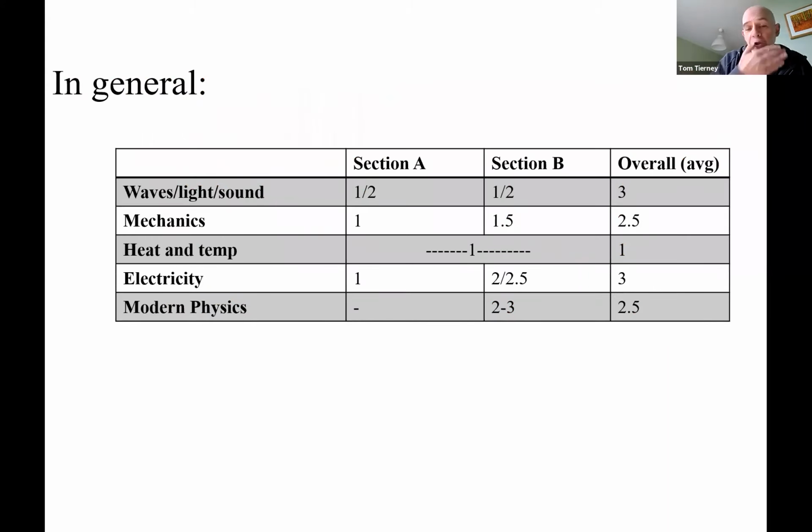The weighting, we don't know. It varies year to year anyway. And this year will be a bit of an anomaly with the extra questions. But relatively speaking, the proportions will be similar to this.